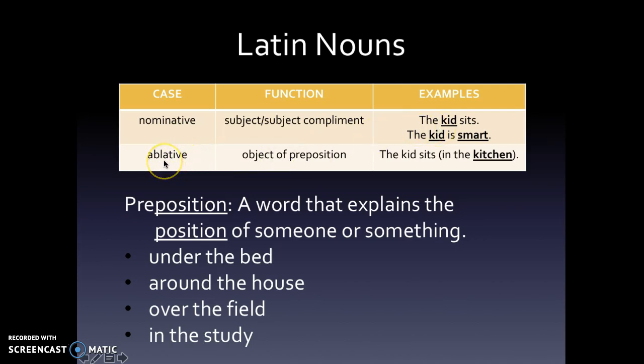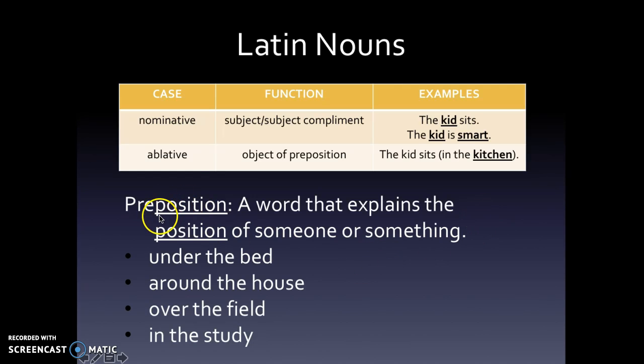All right, then we have the ablative. Ablatives are objects of prepositions. For example, the kid sits in the kitchen. In the kitchen is a prep phrase. A phrase is just a group of more than one word going together. Kitchen right here is the object of that preposition. The preposition is in, so in the kitchen is a prep phrase. The kid is our subject, sits is our action verb, and the prep phrase in the kitchen is a prep phrase telling us where the kid is sitting.